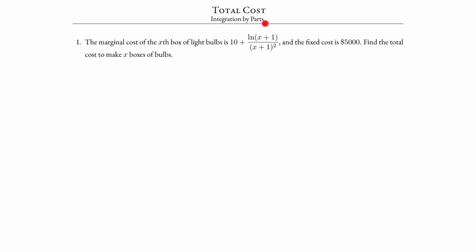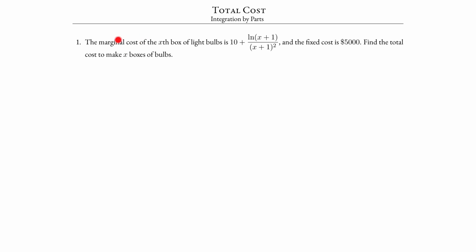The marginal cost of x boxes of light bulbs is 10 plus ln of x plus 1 divided by the quantity x plus 1 squared. And the fixed cost is 5,000. Find the total cost to make x boxes of bulbs.